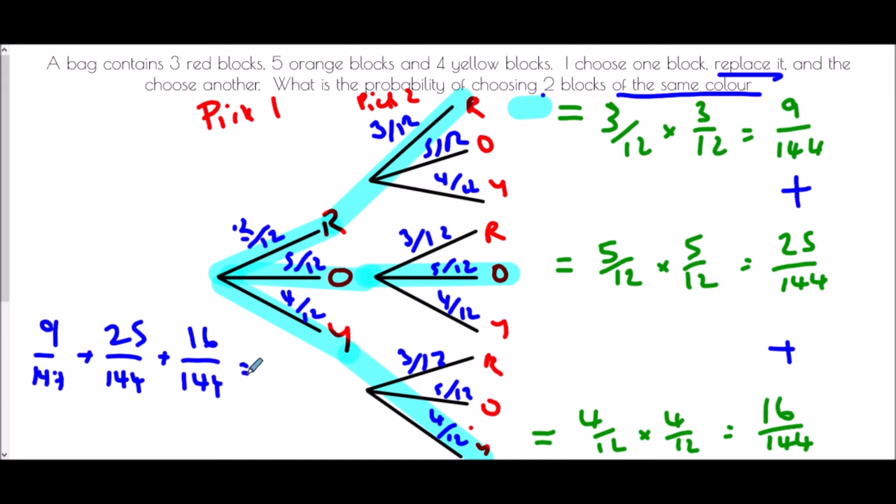Well, if I add them, they're all going to be out of 144. 9 plus 25 is 34, plus 16 is 50. So 50 out of 144. Now technically we should also be thinking there, can we simplify? Well, we can. We can half both numbers. We'll have 25 out of 72.